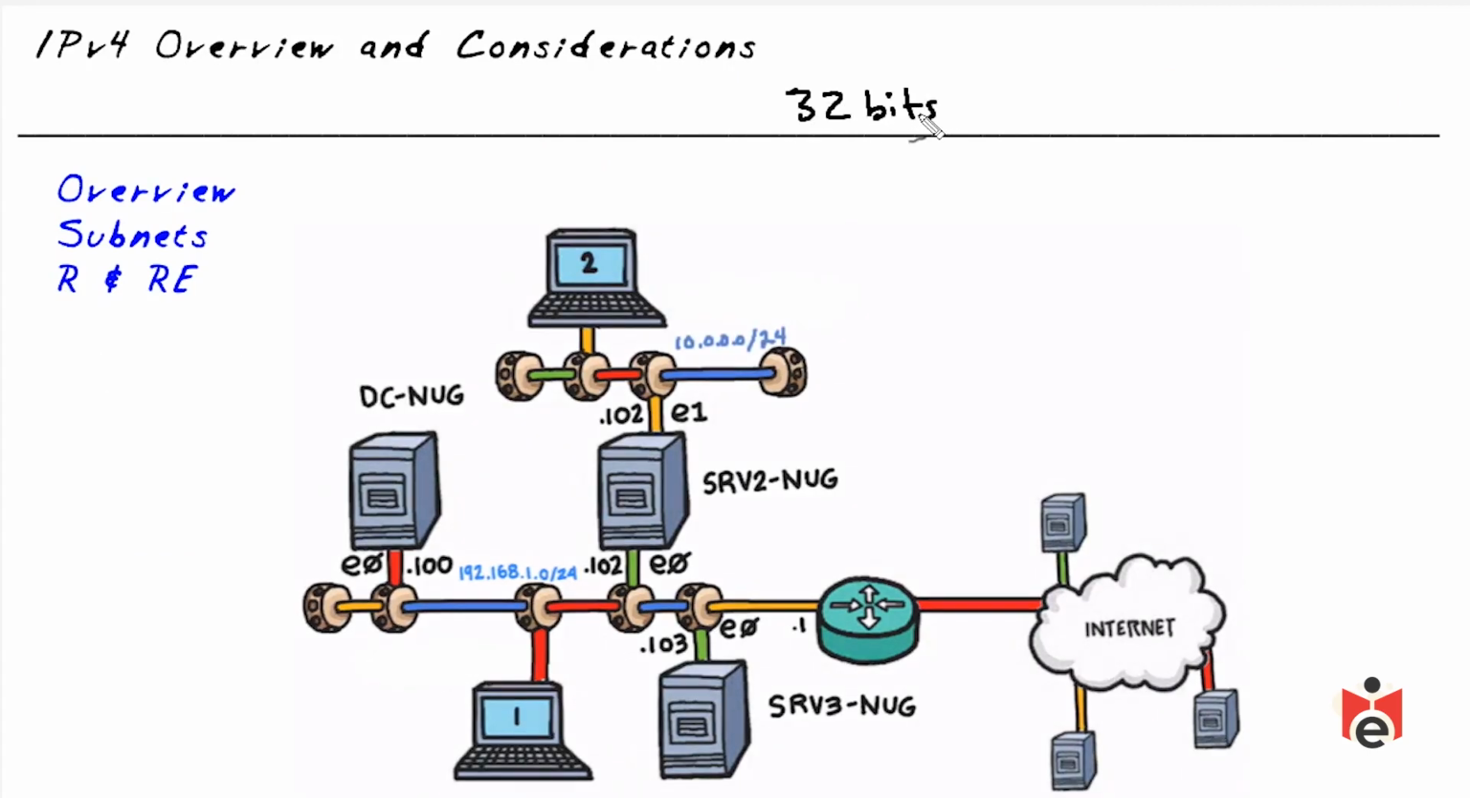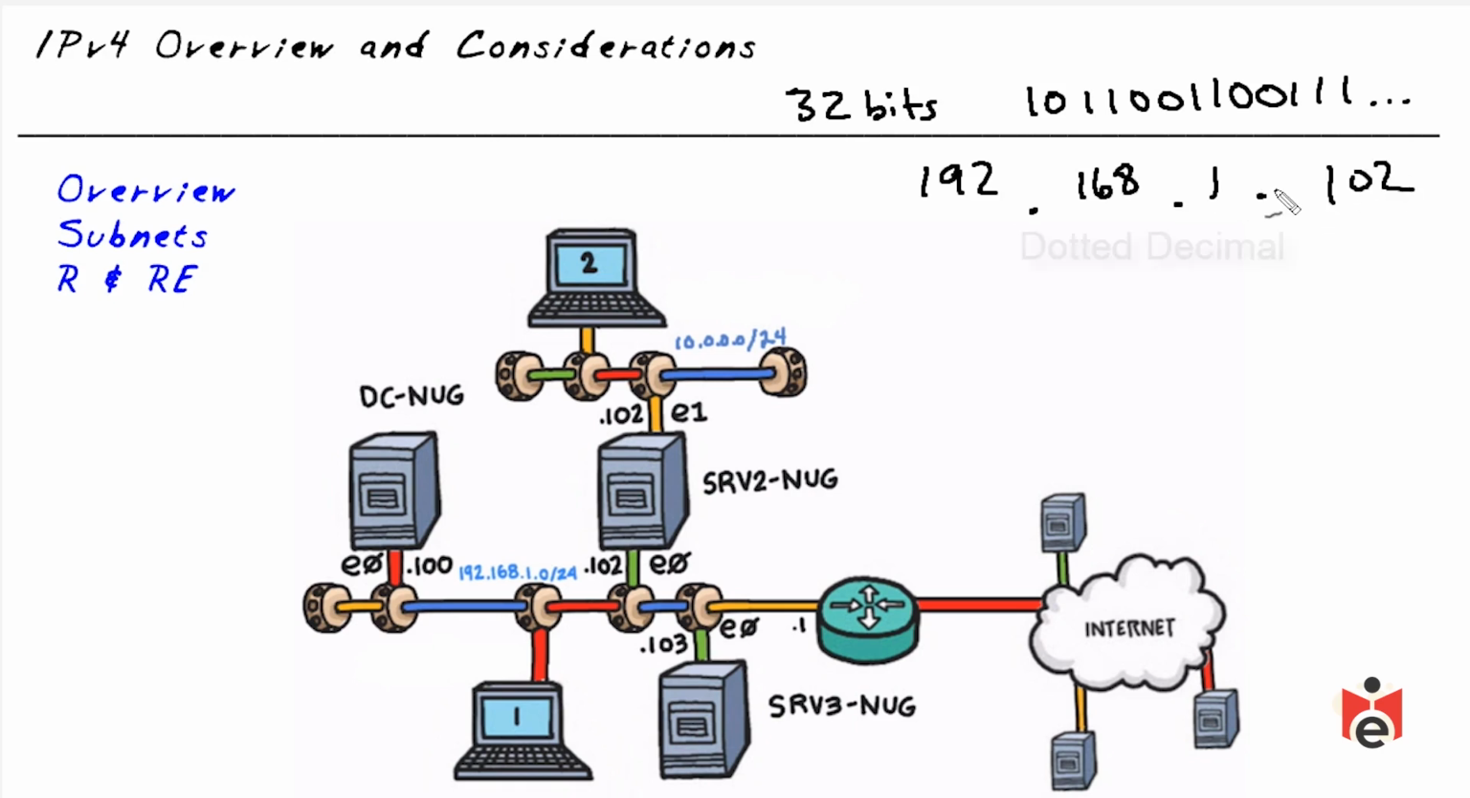And instead of writing it out in a bunch of ones and zeros, what we do as humans is represent them as 4 decimal numbers, like 192, 168, 1, 102. And then we put periods between those numbers just to separate where the numbers start and stop. So we represent it as decimal, and behind the scenes it's binary.